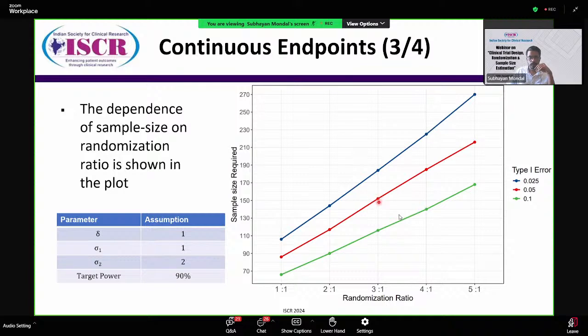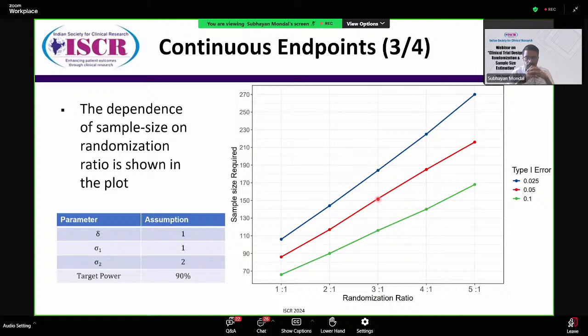Let's say this one. So we have these assumptions, delta equals 1, sigma 1 and sigma 2 are 1 and 2 respectively, and we need a power of 90%. Then what we say is at 3 to 1 randomization ratio, to achieve 90% power, which is red, so we are at 5% type 1 error, we need a total sample size of close to 150 patients for the study.